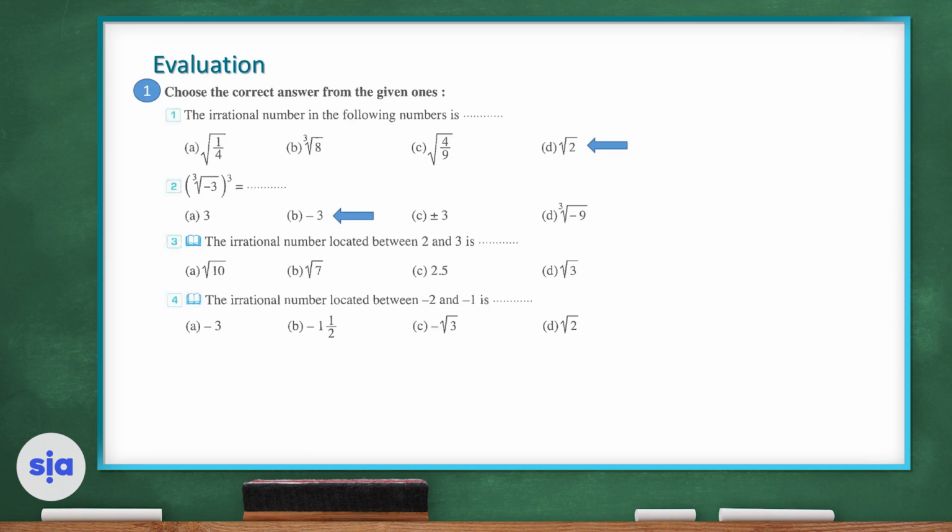Question 3. The irrational number located between 2 and 3 is what? So, if we do it as in the previous examples, we'll see that it's the square root of 7.